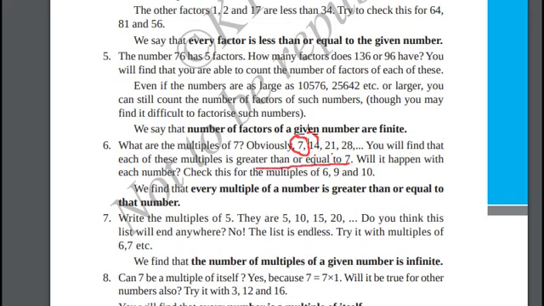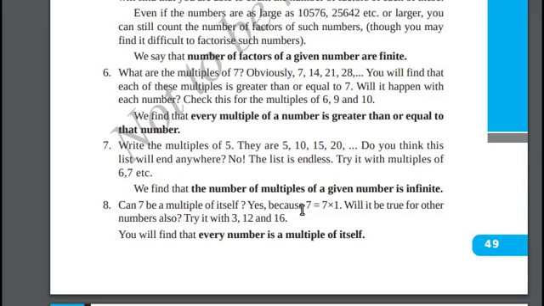14 is greater than 7. 14 is a multiple of 7. 21 is greater than 7. 21 is also a multiple of 7, and so on. The number of multiples of a given number is infinite, whereas in the case of factors, the factors of a given number are finite. There is a region where we find factors, because there is some limit where we can find factors. In the case of multiples, it is not true.